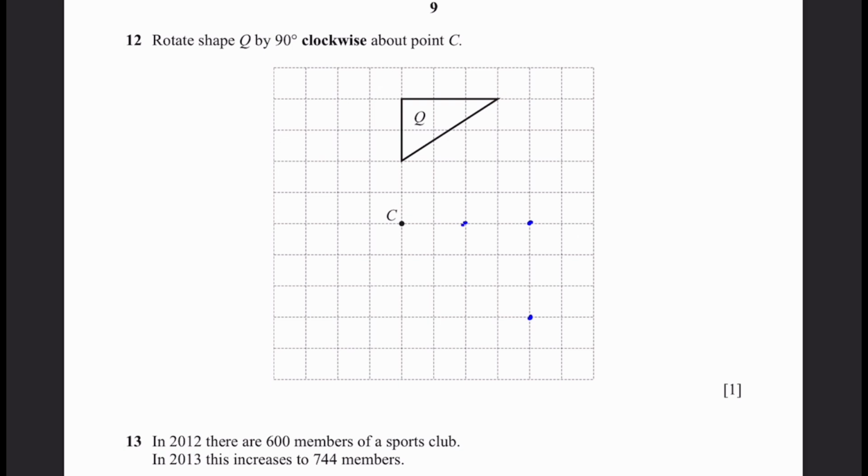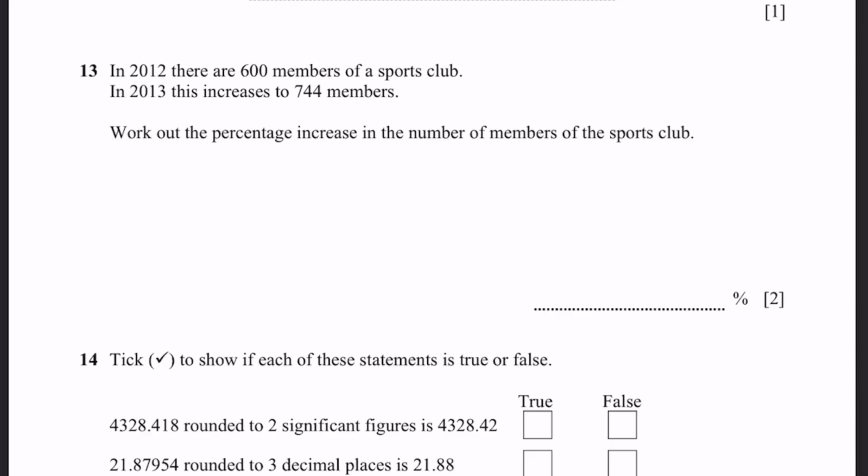And we just connect the sides, and that's the answer. Question 13. In 2012, there are 600 members of a sports club. In 2013, this increases to 744 members. Work out the percentage increase in the number of members of the sports club.